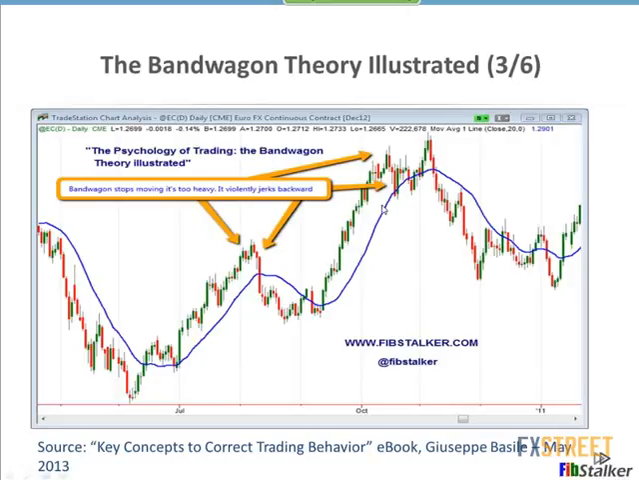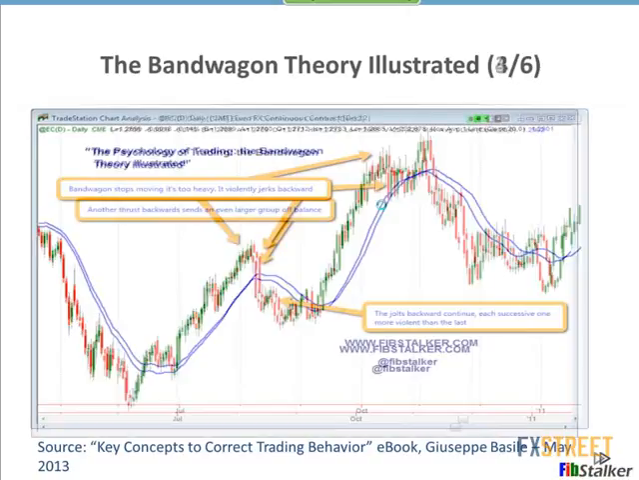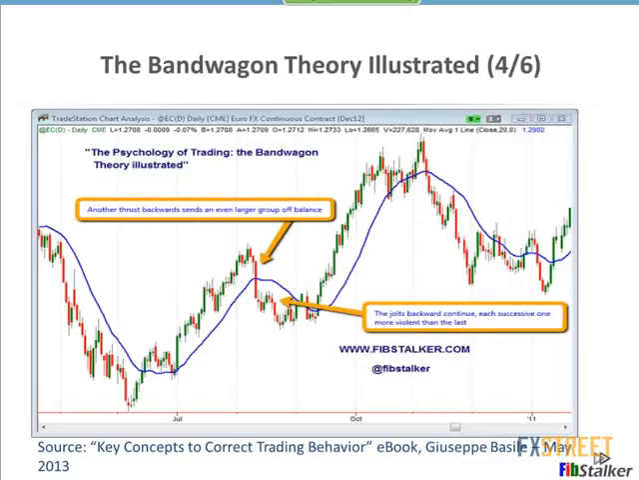The next stage, the reality now sets in. The fun has turned into a nightmare, and panic begins to run rampant. The jolts backward continue, each successively more violent than the last, and the final thrust backward is so vicious that even the last of the hangers-on crash on the ground.